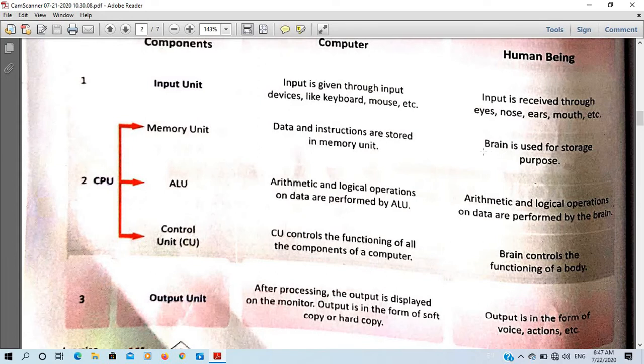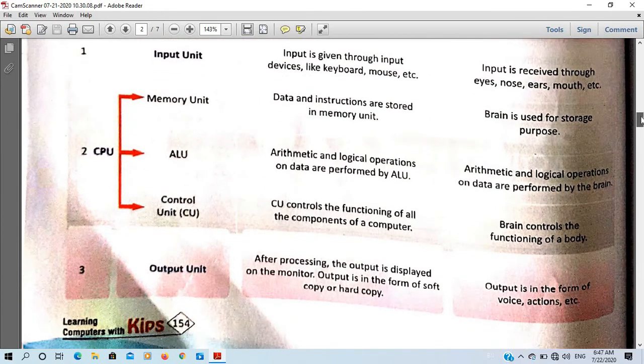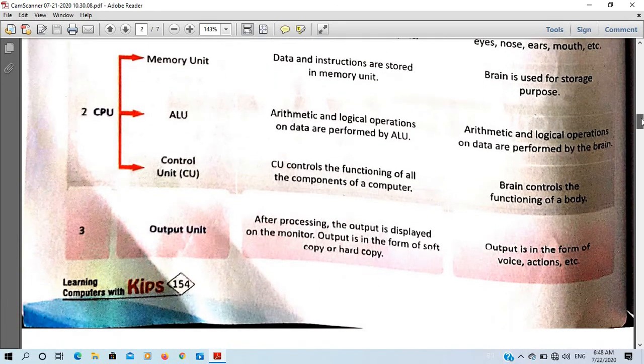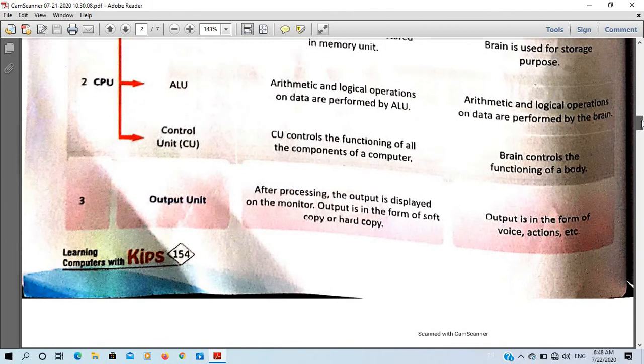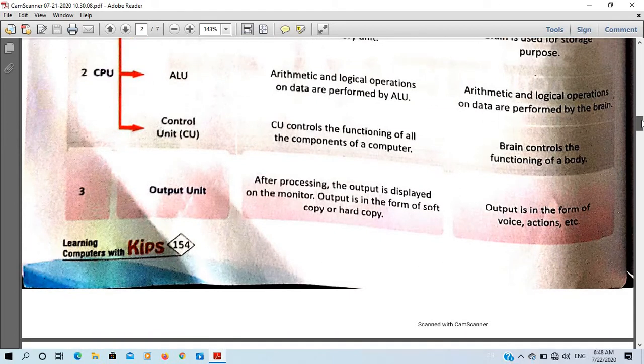And see what is memory unit in our human beings. It is the brain. Okay, in our brain there is so much information that is stored already. And then arithmetic logic unit. What is arithmetic logic in our human body? So arithmetic logic operations on data are performed by the brain. It is the same, and the brain also controls the functioning of the body. Okay, and some more control units in our body are not given. I want to add them. That is the vertebral column and the different parts of the brain.